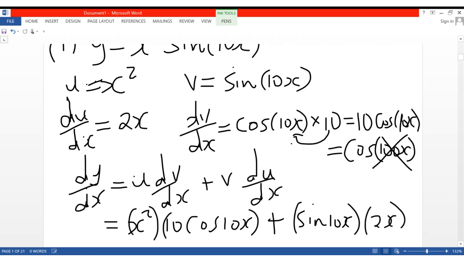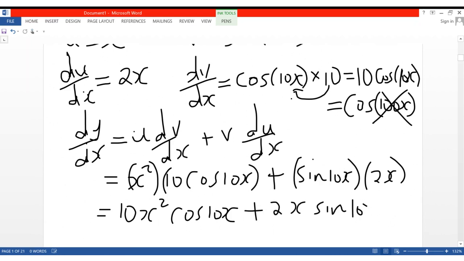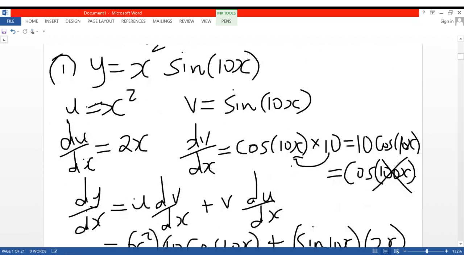So when you have differentiated, you just have to input it in the formula and then you simplify. You can bring the 10 in front. So I'll have 10 x squared cos 10x. You can bring the 2x in front, plus 2x sine 10x, and that is the final answer for that. So the other part is a matter of just simplifying, bringing the constant in front of the functions. Easy as that. So that is the product rule.